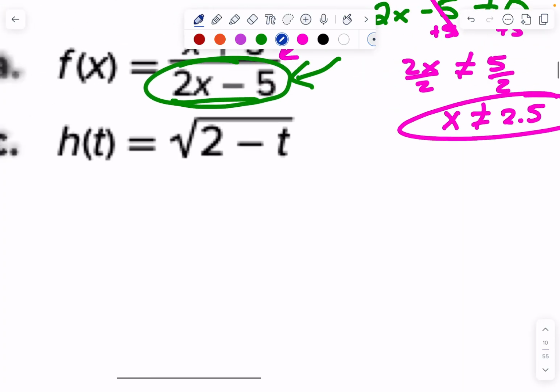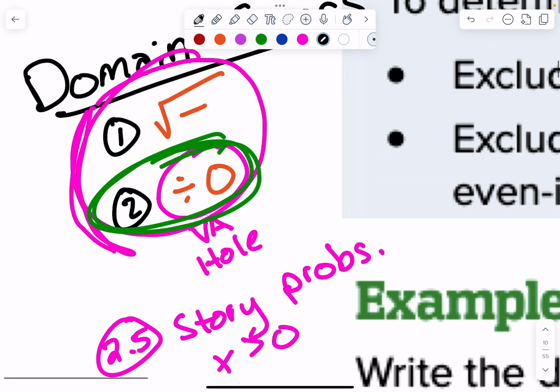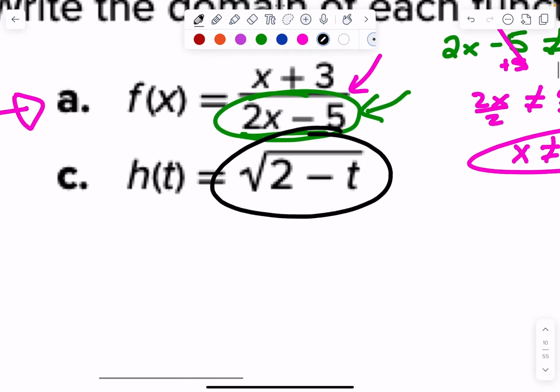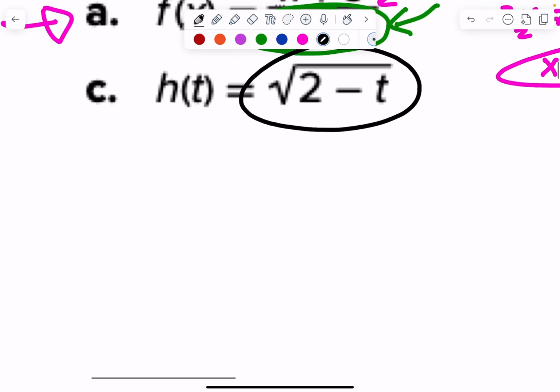All right, now let's talk about this one. This one is in violation of rule number 1, which is we cannot have a negative inside of the square root. Now, these ones are a little bit harder to do. Here is how you do this. Step number 1, set the inside equal to 0.